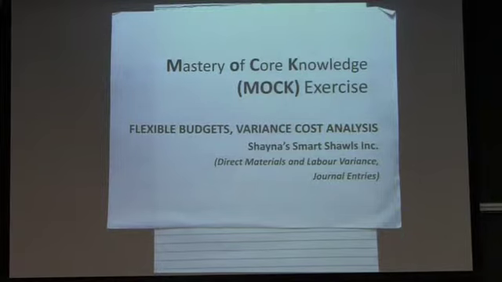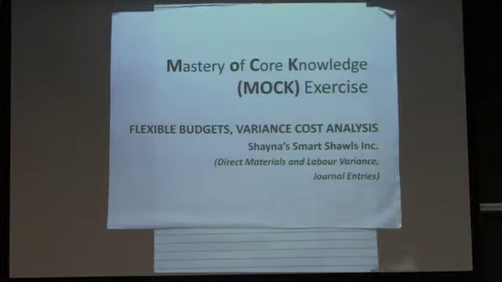For this mock exercise, we're going to take a look at variance analysis. In particular, we're going to take a look at direct materials and direct labor variance through a case called Shona Smart Shawls, Inc. And in this exercise, we're also going to take a look at the journal entries. How does this affect the journal entries of the books and records of Shona Smart Shawls, Inc.? So let's take a look at the question.